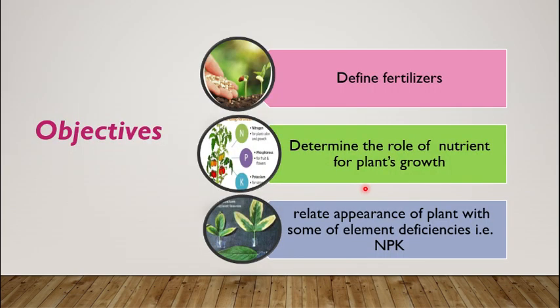What are the objectives of our today's lesson? The objectives are, at the end of this lesson, you will be able to define or describe the fertilizers, and you will be able to determine the role of nutrients for plants' growth, and you will be able to relate the appearance of a plant which has deficiency of elements like NPK.